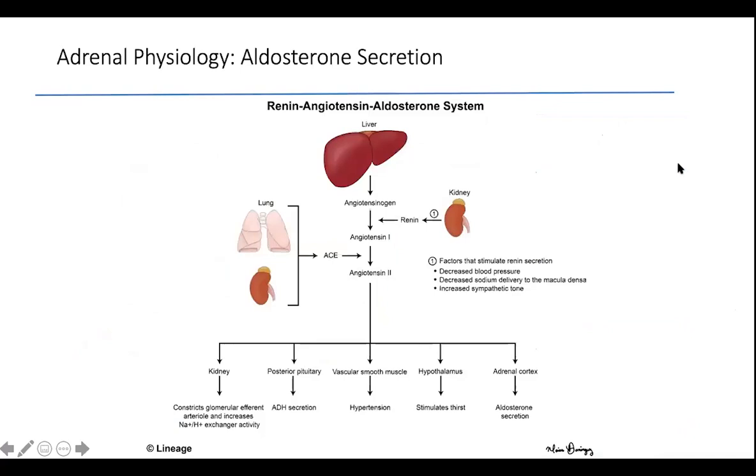I'll continue with some physiology for aldosterone secretion. So the kidneys produce renin in response to decreased blood pressure, which will cleave angiotensinogen into angiotensin 1, which via ACE in the lungs will become angiotensin 2. And what we're mostly worried about today is this will go to the adrenal cortex and stimulate the production of aldosterone. And as we know, it also does multiple other things, which we'll talk about a little later.